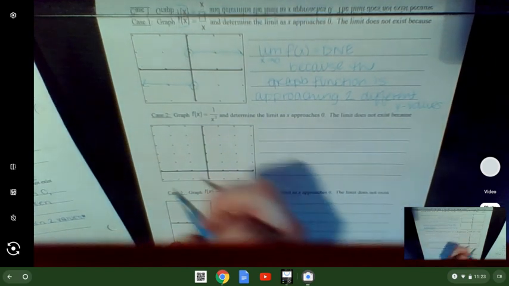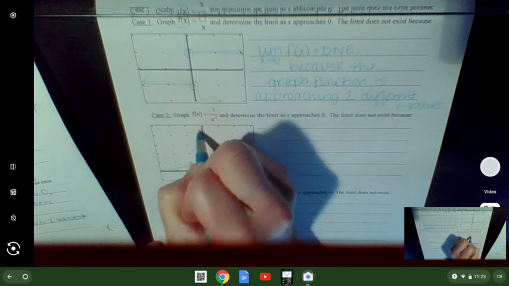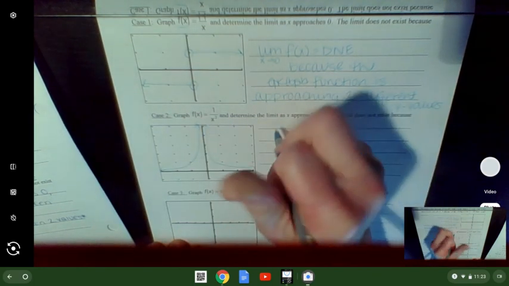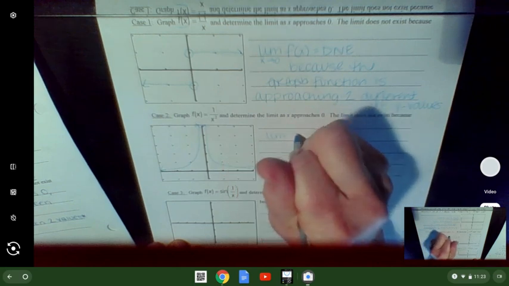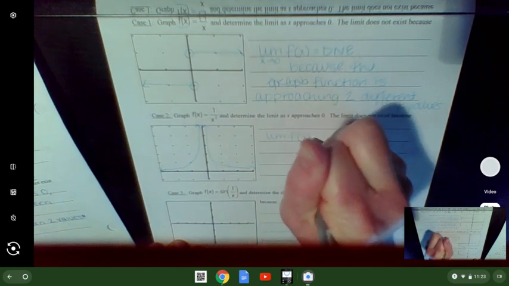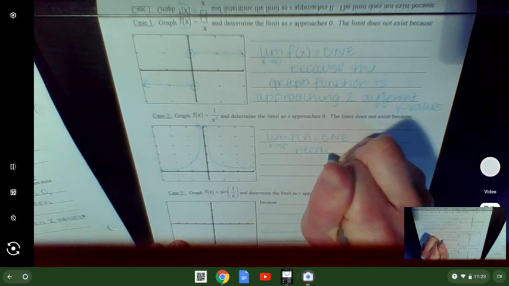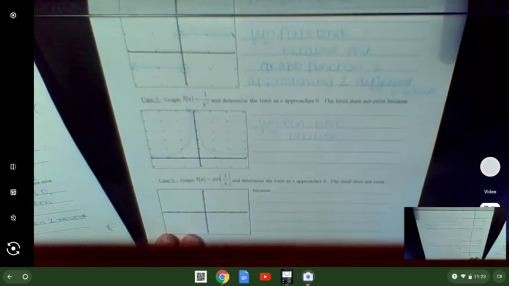Okay, Case 2. Again, if you did not already pause and explore this in the calculator yourself, I would highly suggest doing that. I'm going to just sketch in my graph here. And again, we say the limit for our function, which also happens to be called f of x, as we approach 0, does not exist because, here we go.